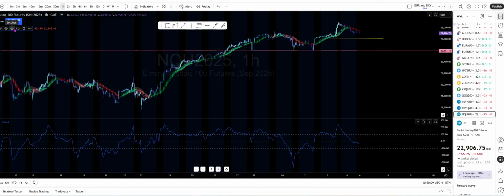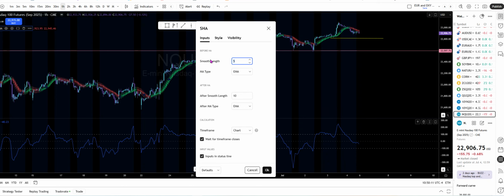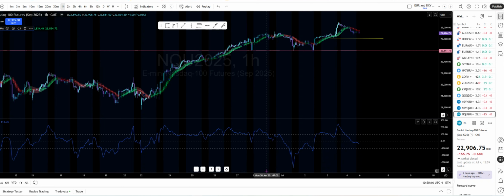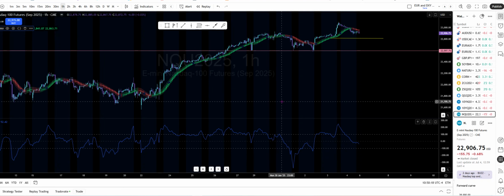So that's what I'm saying, changing the indicator settings, you just have to be careful with that because that's not always going to help you. So that's going to sometimes lead to a lot more false signals about entry. So anyway, that's that for Nasdaq.